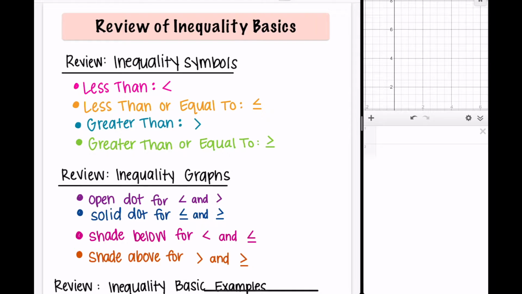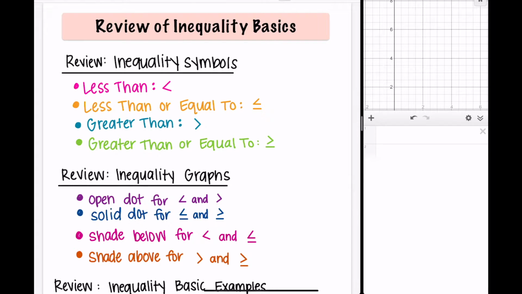Now, when you are graphing just your basic inequalities, your inequality tells you some different things about what the graph on that number line is going to look like. First of all, you either have an open dot or a solid dot. The open dot occurs when you have less than or greater than without the bar underneath. The solid dot occurs when you have the less than or greater than symbol with the bar underneath, for equal to.